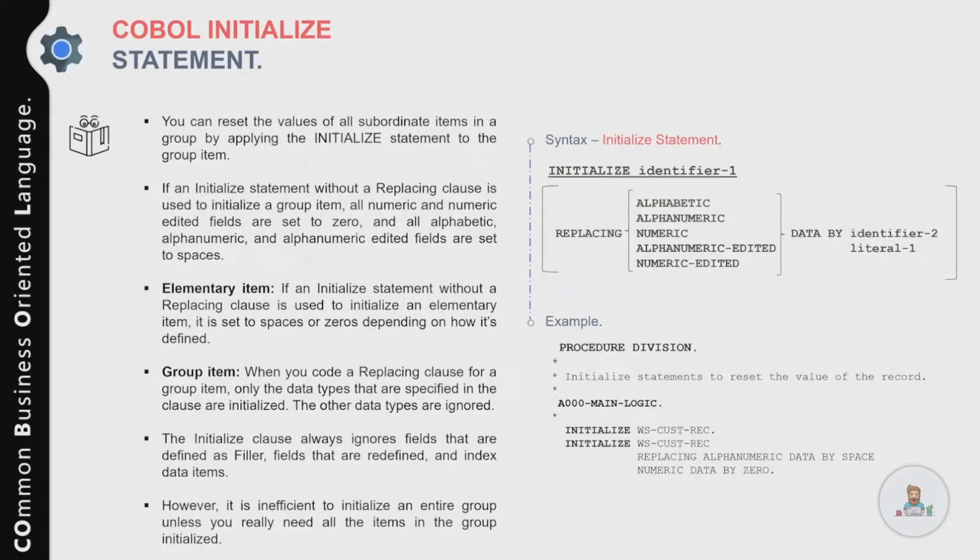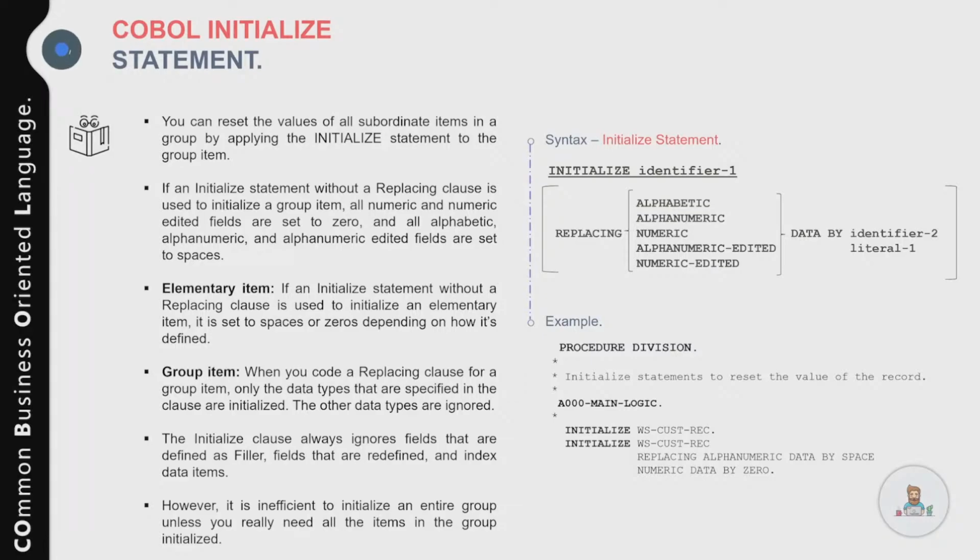In the first initialize statement, I've used the initialize word followed by the actual group variable name, and in this case I did not use any replacing clause. This is the simplest variant of an initialize statement, and when this statement is executed, it will automatically initialize or reset the value of elementary items based on the data type that you have used. The second statement is also doing the same thing, but this time I've explicitly specified the values it should use to initialize the alphanumeric and numeric data.